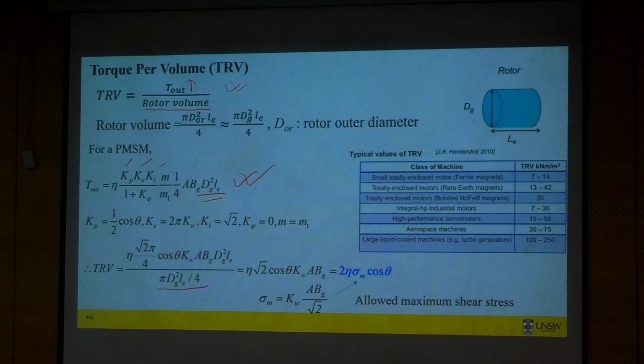If we reduce the rotor volume too much, this value is going to go up. And if this value is not within the allowed limit of the material, then your design is no longer mechanically feasible. So you should check this TRV when you design, even if it is not for high speed, because if it exceeds this material property, then it will not be practical.